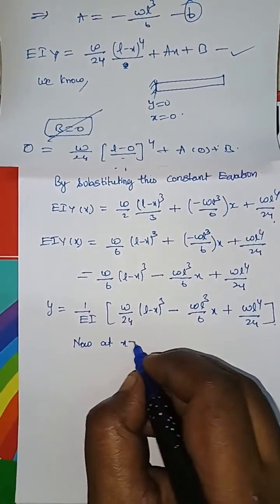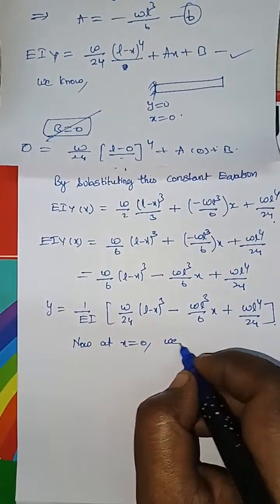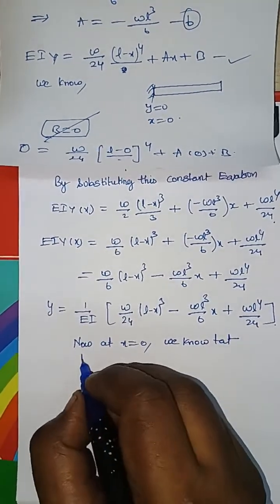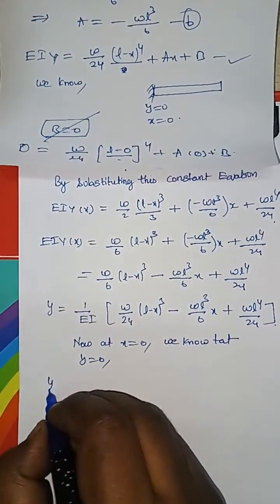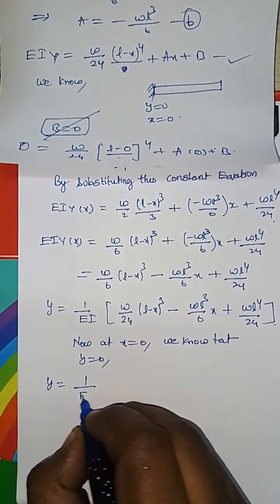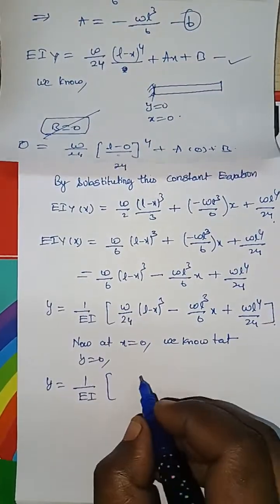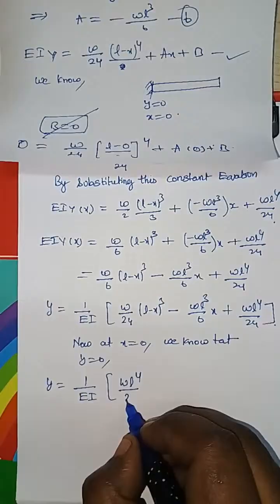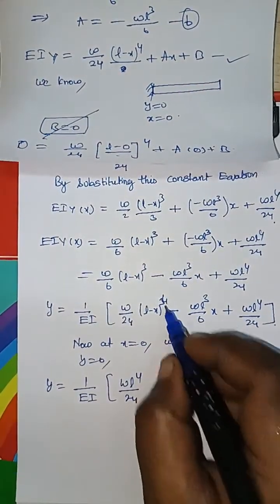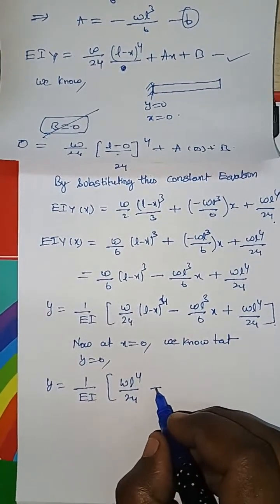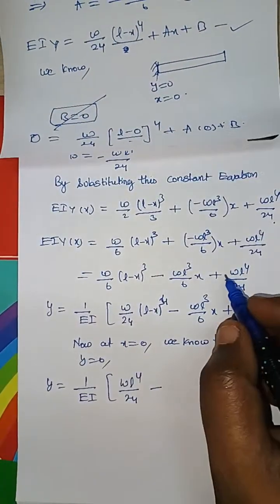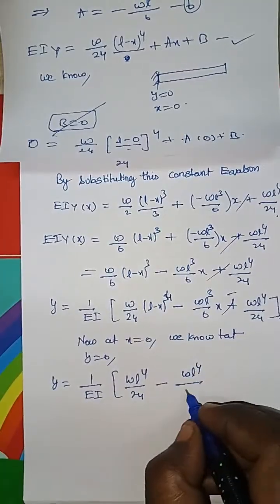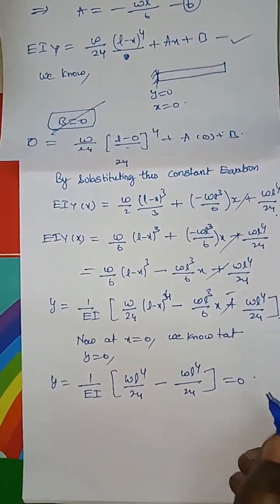Now at x is equal to 0, we know that y is equal to 0. So y is equal to 1 by EI times W L power 4 by 24, minus, sorry, a blunder, which is 0.